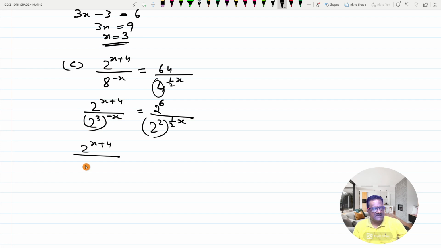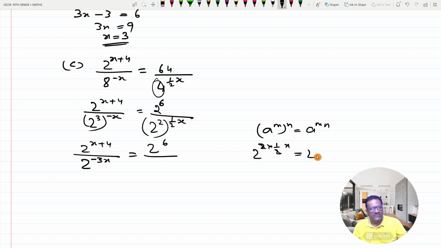Remember here, I'm using this rule, a raised to m whole raised to n is equal to a raised to mn. Again here, this 2 raised to 6 I'm keeping as it is. And here I'm using the same rule. So it will be 2 raised to 2 into 1 by 2 x. Now this 2 gets cut and you get 2 raised to x. Got it? Now we are going to use a raised to m upon a raised to n equal to a raised to m minus n. This I'm going to use.